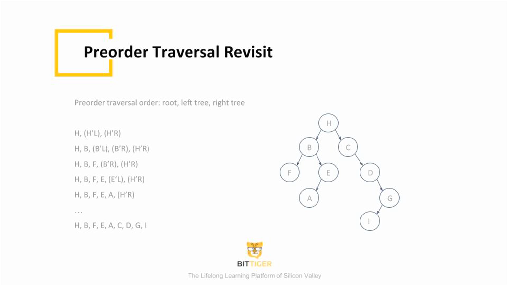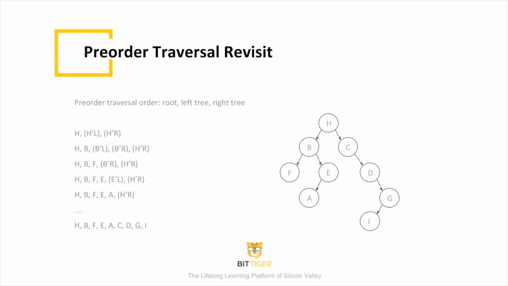Pre-order traversal is similar to in-order, but we need to put root at first, then left tree, then right tree. Given the same graph, we put H as the first node because H is the root, then H's left tree, and H's right tree. For the next step, we take a closer look at H's left tree. The root of subtree is B, put B on the list, then B's left tree, which is F, then B's right tree. As for B's right tree, the root is E, so put E on the sequence, followed by A.